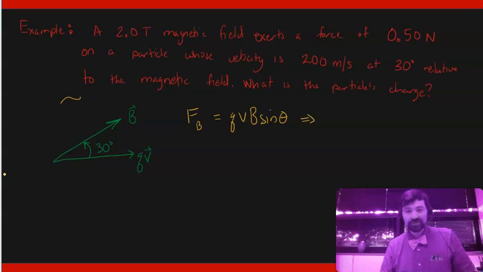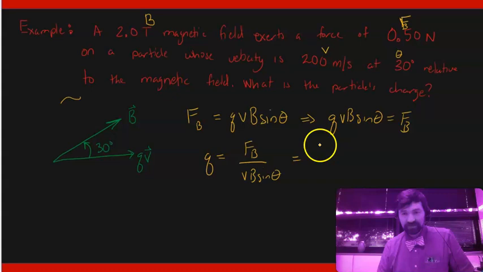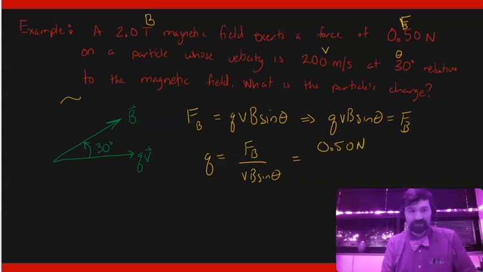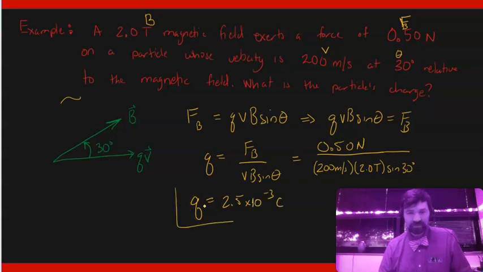So we could rewrite this QVB sine theta is FB, and therefore Q is FB over VB sine theta. Plug some numbers in, which I've labeled, of course, up in the paragraph, just so you can see where they're coming from. Plugging all these numbers in, we get Q is 2.5 times 10 to the minus 3 coulombs. So that is our answer.